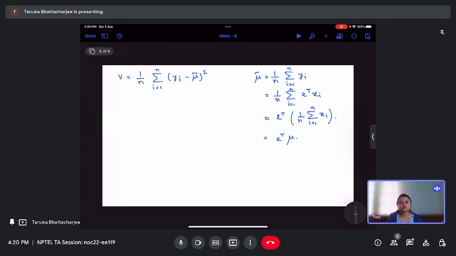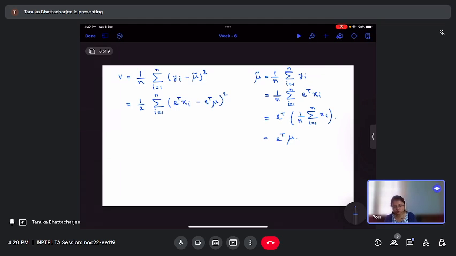It is basically the projection of your original data mean along this projection direction E, which is the mean of your projected data, mu tilde. So if we put that here, yi is E transpose xi minus mu tilde, which is E transpose mu, that whole square. This E transpose xi minus E transpose mu is basically a scalar quantity. You are taking a square of that.